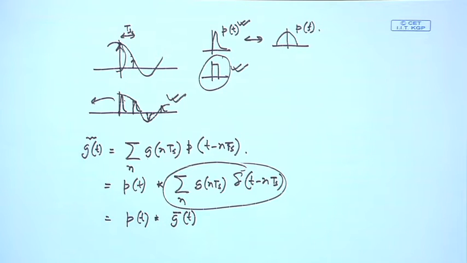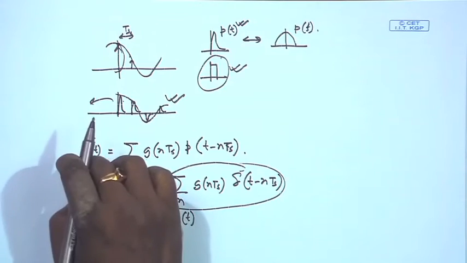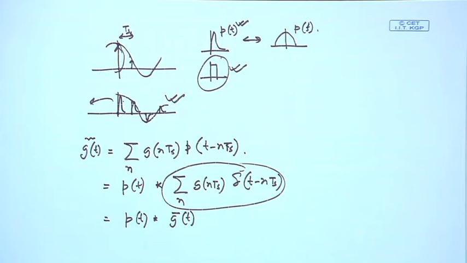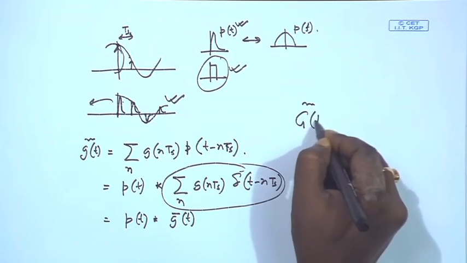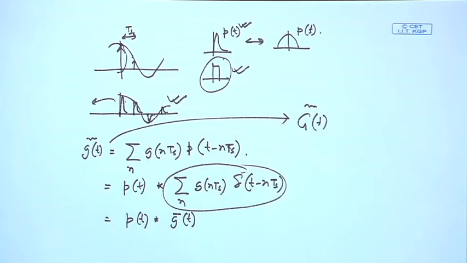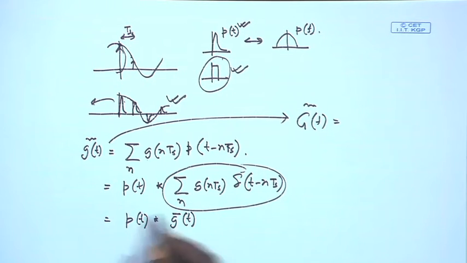So, I can write this g tilde t, which means the signal modulated with a practical pulse p t, which has a frequency response of p f. No problem in that. Now, let us see what the corresponding frequency response will be if I do the Fourier transform. Let us call this g tilde f, the Fourier transform of this one.